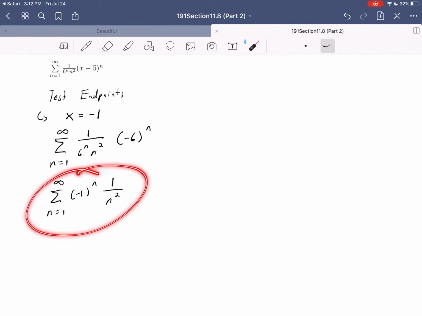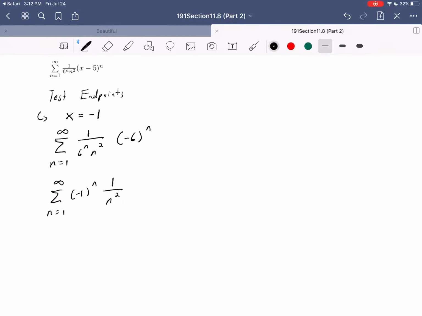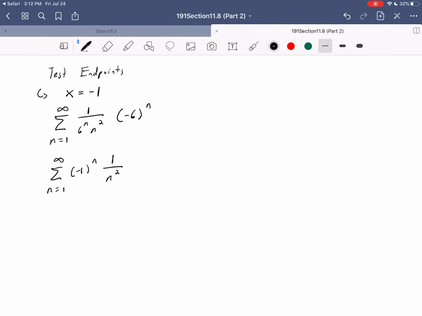Now, what do we know about this? Well, if we were to put it into absolute value, it would converge. Or if we just use AST on this directly, it would also converge. Notice that when we're talking about endpoints, we don't care if it converges absolutely or conditionally. We're just interested in whether or not it converges, because we're interested in what we call the interval of convergence, not the interval of absolute convergence or the interval of conditional convergence. So we're just looking for convergence here. So this converges. If you want, you could say by AST, since that's pretty clear. That limit goes to 0, and it's strictly decreasing. So we know that at x equals -1, our power series converges.